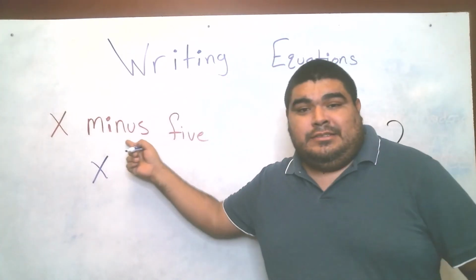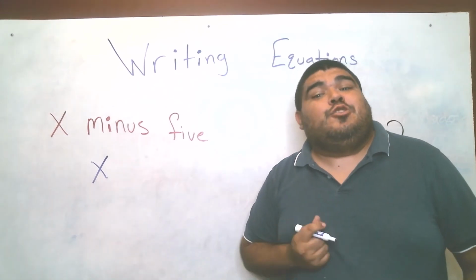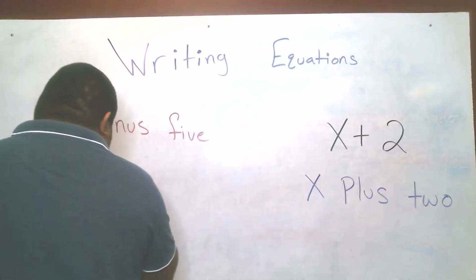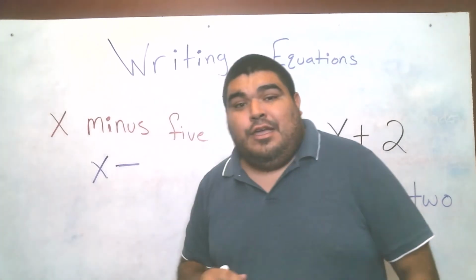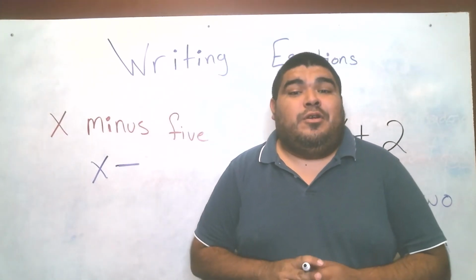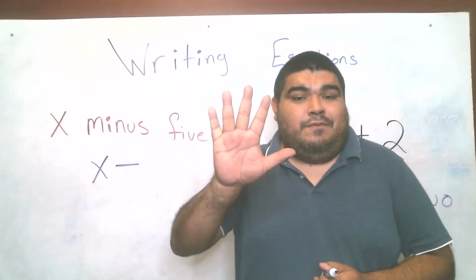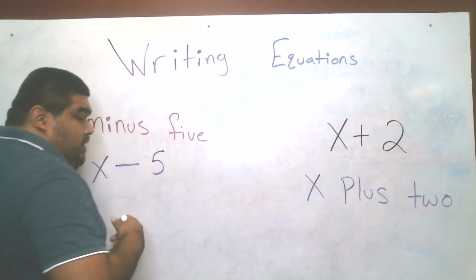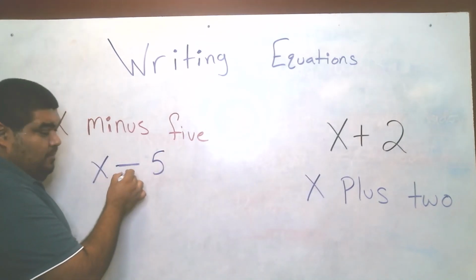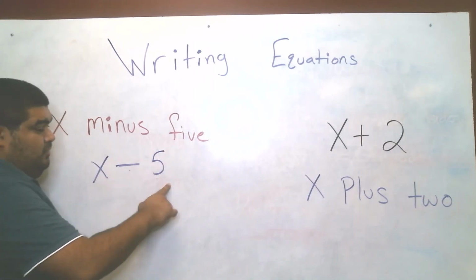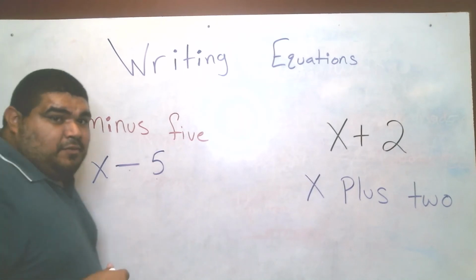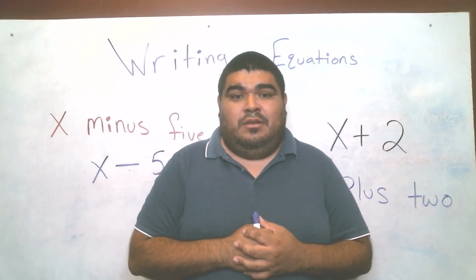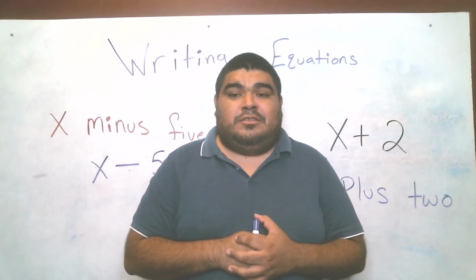Remember, minus, should be on your notes, is subtraction, okay? So minus, and then the word 5 is just the number, which is 5. So we can just write the 5 in there. So our answer is x minus 5 in equation form. All right. So I hope you have both of them on your notes. Let's get started on today's assignment.